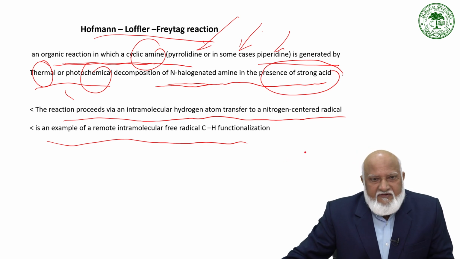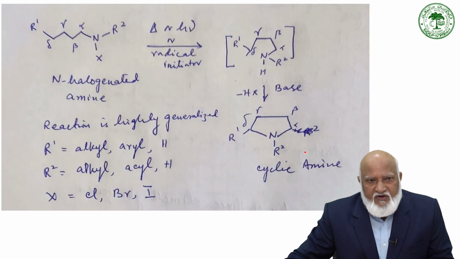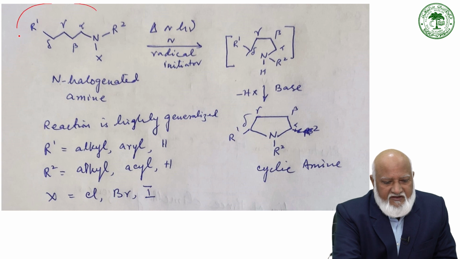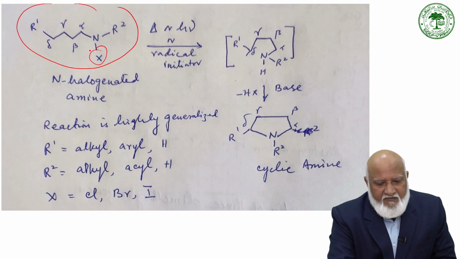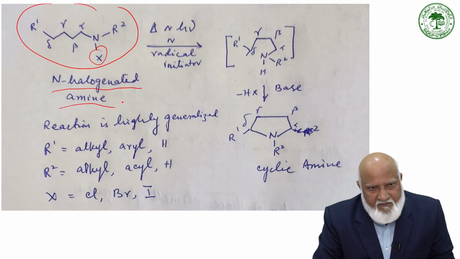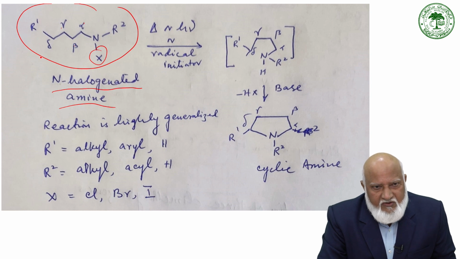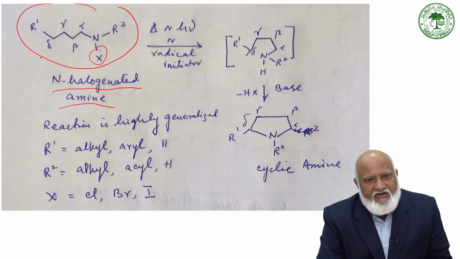So this reaction can be well understood by taking the example shown over here. So this is a nitrogen halogenated amine, an open chain system. You have alpha, beta, gamma and delta. So the 1, 2, 3, 4 carbon system is important in order to generate a more stable cyclic system.